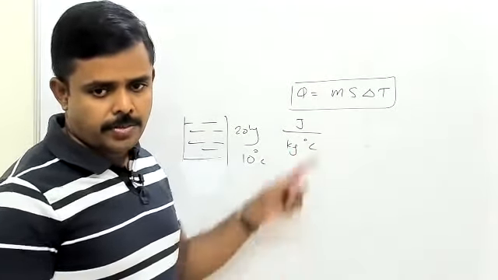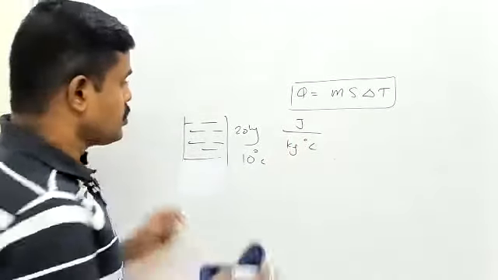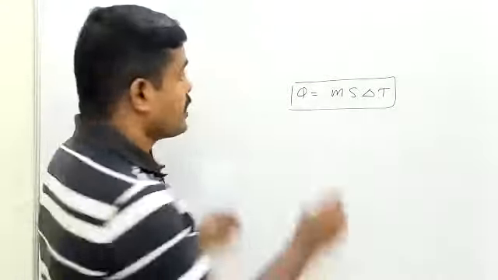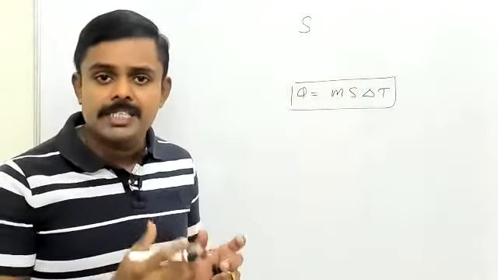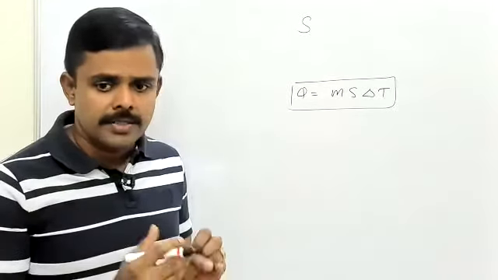What is the unit? Joule per kilogram per degree Celsius, or joule per kilogram per Kelvin. So this is the amount of heat required. What have I written? What is specific heat capacity? It is different for different materials, right? Specific heat capacity is the heat required.